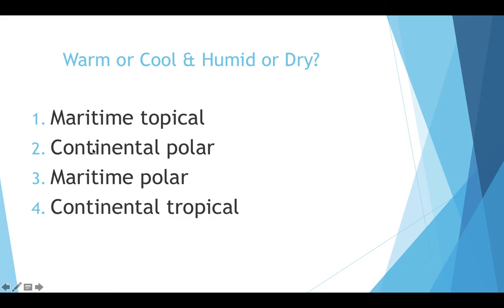Okay, so hopefully for continental polar, you said continental, well, it forms over continents, so that's dry. And polar is cold. Polar bears live in cold areas, so that is dry and cold. Maritime polar, that would be our humid air mass and cold. Continental tropical would be our dry and warm air mass.